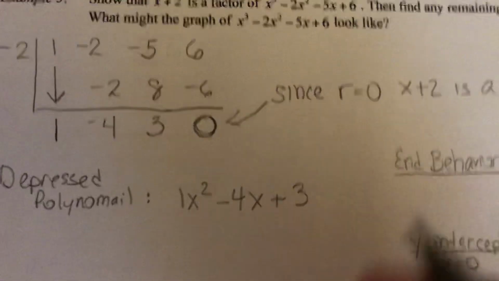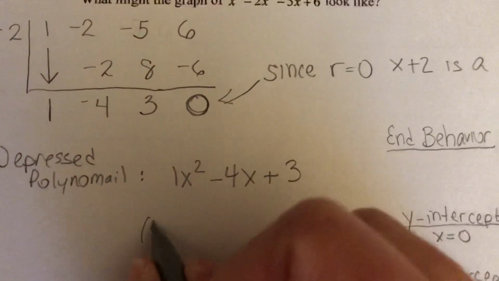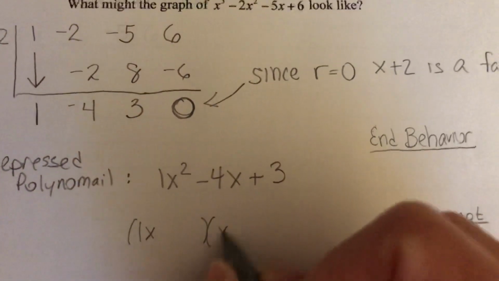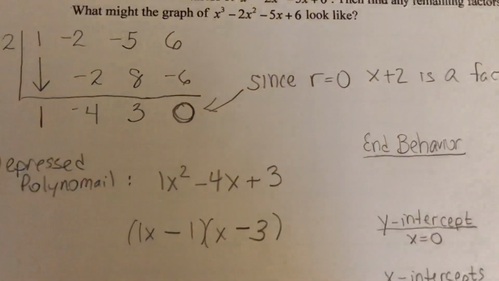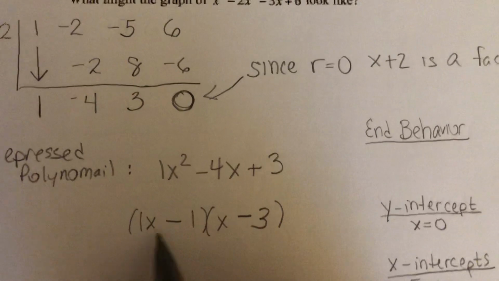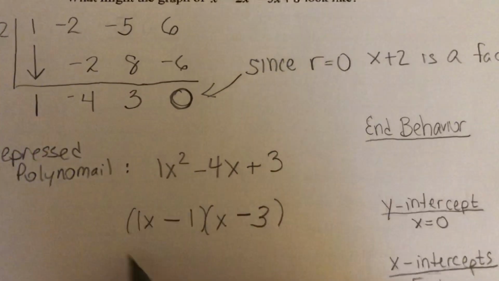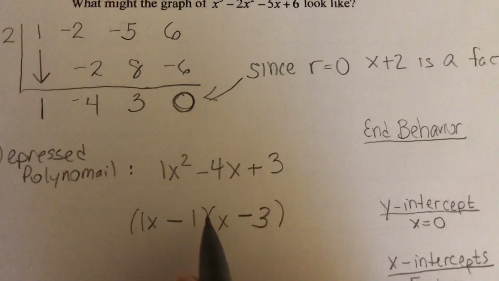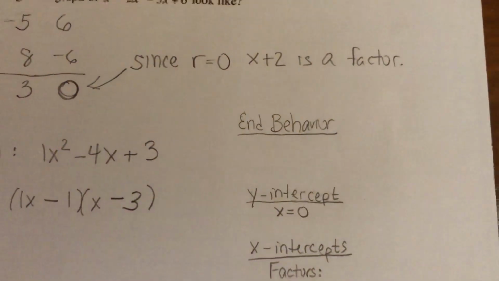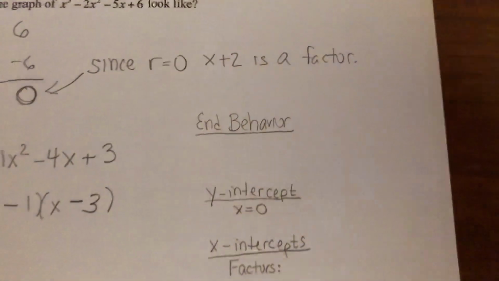So we can use that depressed polynomial to figure out if we have other factors. Can this factor? And this one does nicely. We don't have to do the quadratic formula or complete the square. We can just go ahead and factor that out. So this x minus 1 and x minus 3 tell me where my other x-intercepts will be. So let's look now at the graph.